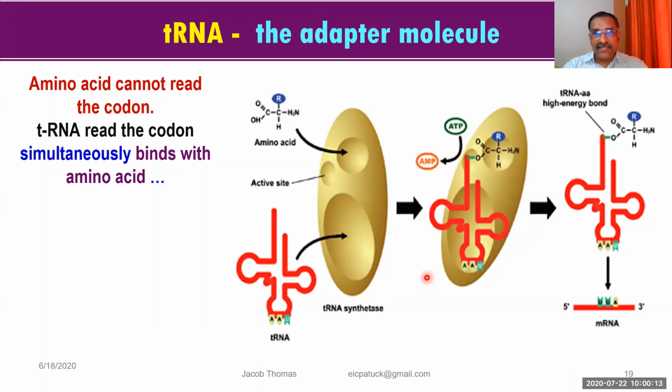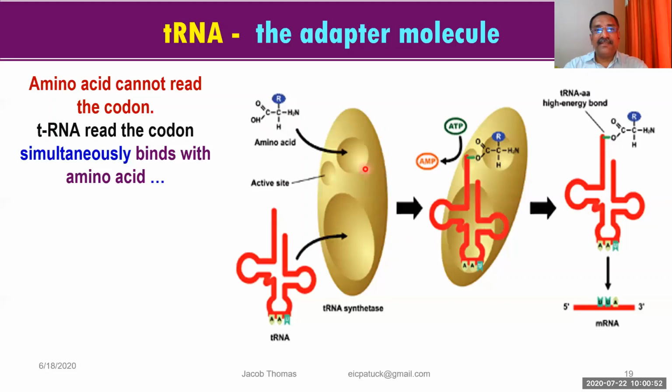So that work is done by transfer RNA, because transfer RNA can read the codon. Transfer RNA has additional 3 nitrogen bases which are free, and these 3 nitrogen bases we call the anticodon. By using this anticodon, the transfer RNA can read the codon. At the end of this transfer RNA, you can see that 3 nitrogen bases are there, and these can bind with the amino acid.